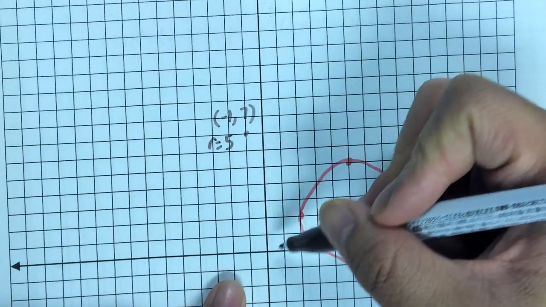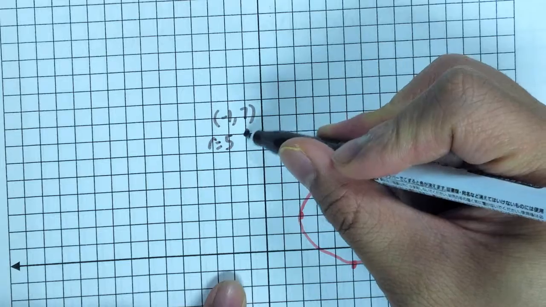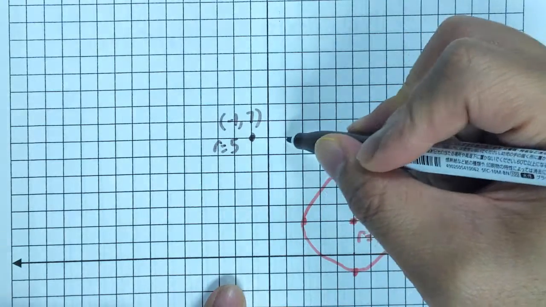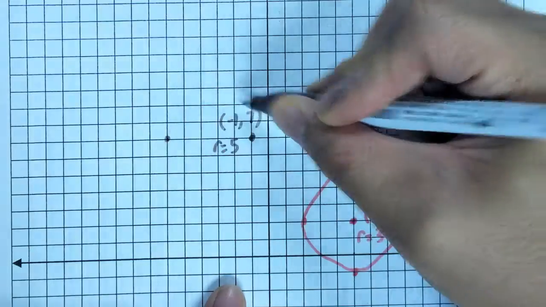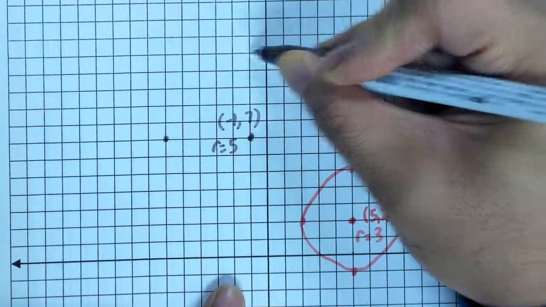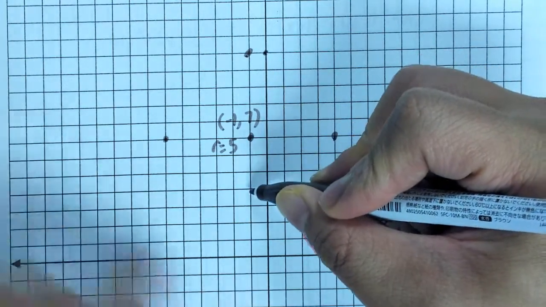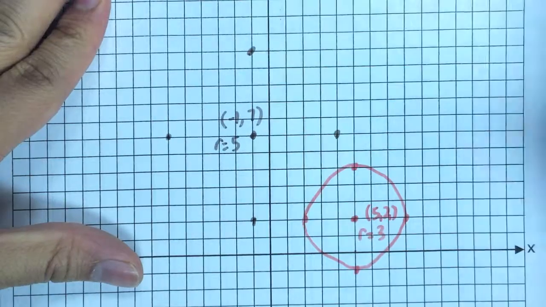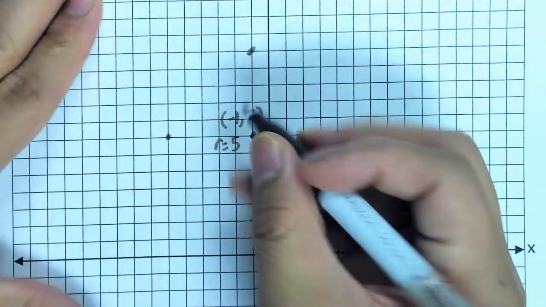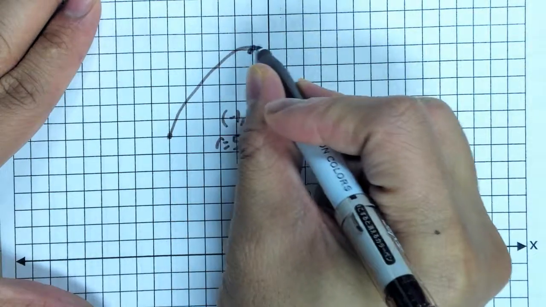So from my center, (negative 1, 7), there's the center. Count 1, 2, 3, 4, 5 in each direction, marking each point. And again, do your best, draw that circle.